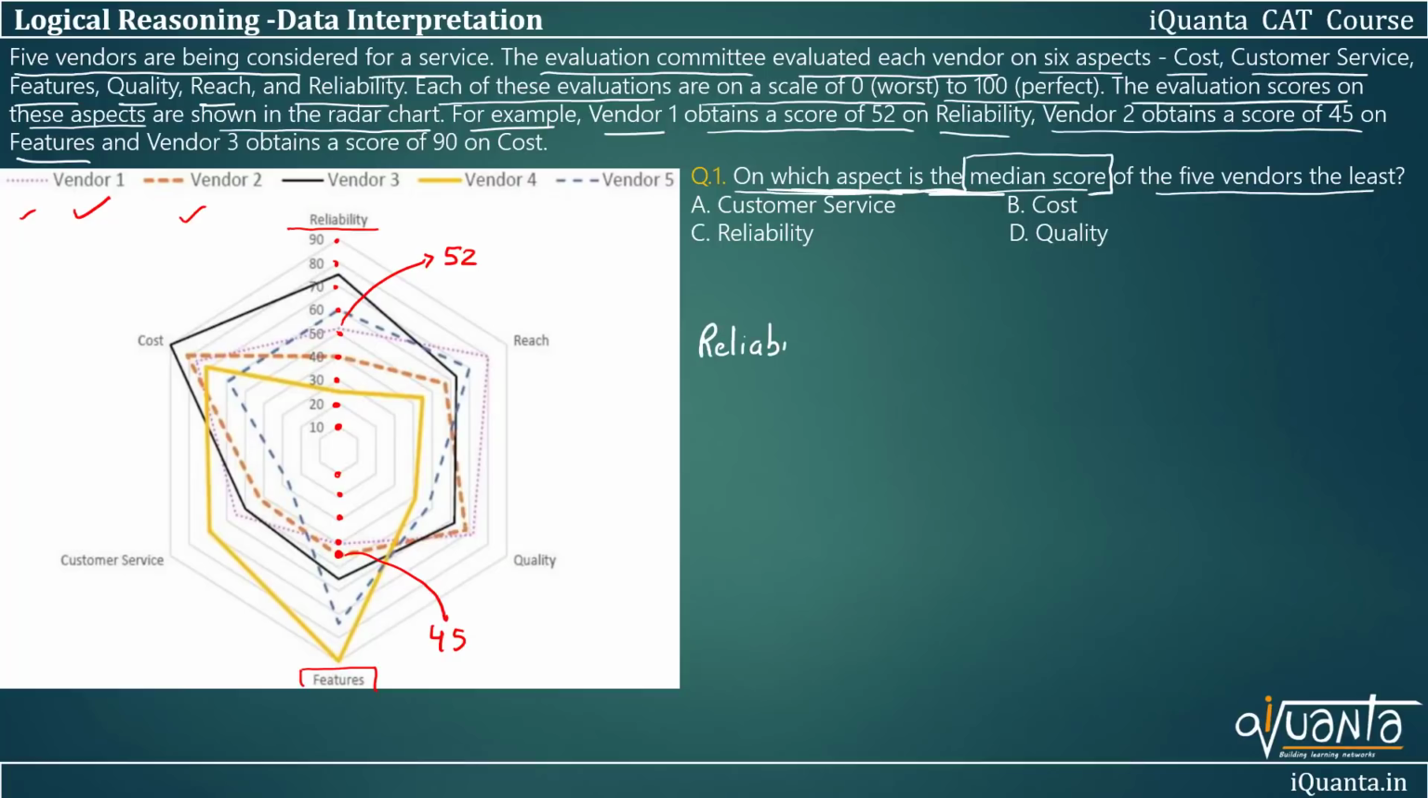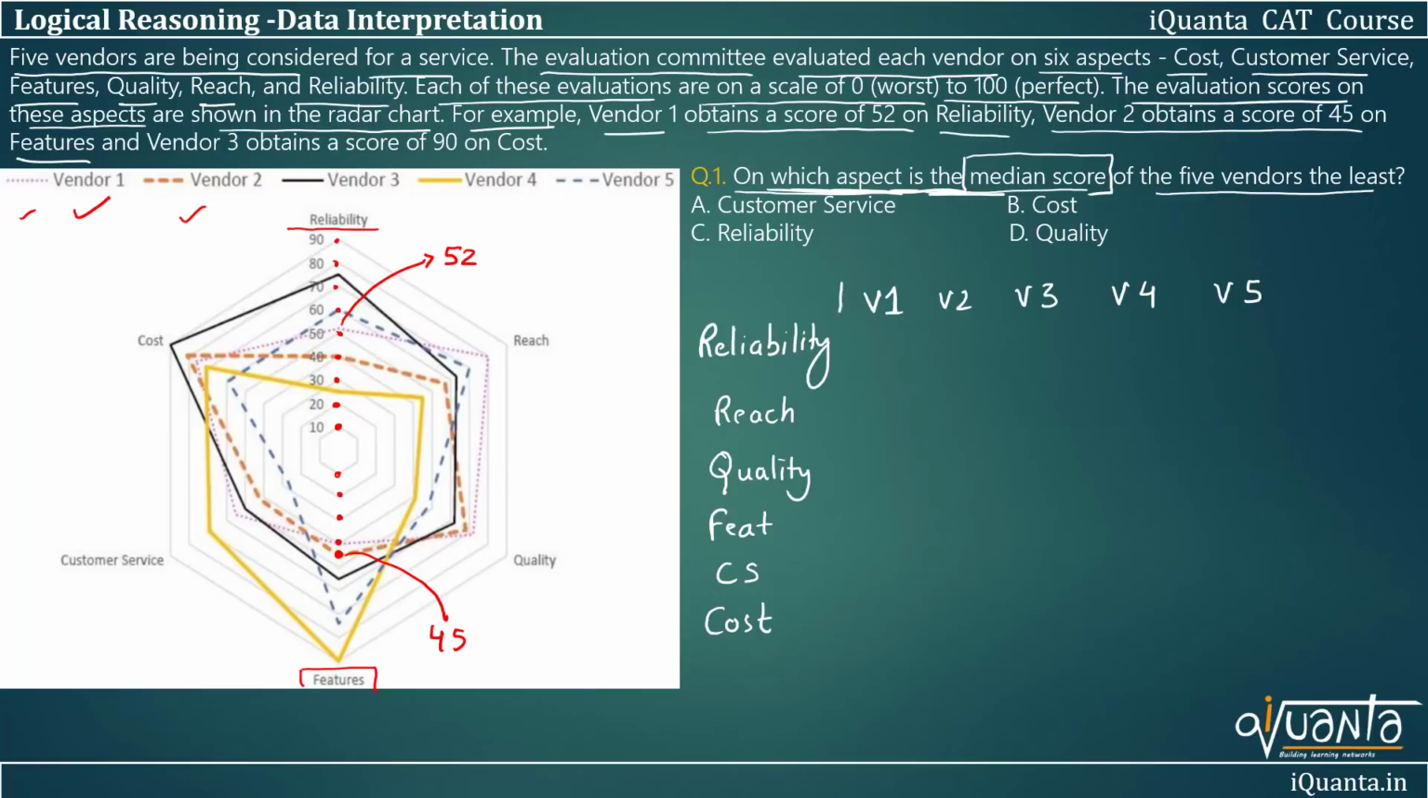Reliability, all the aspects. This will be reliability. Then we have reach. Then we have quality. Then we have features. We have customer services. And then we have the cost with us. Then we have to write down all the vendors. So vendor 1, vendor 2, vendor 3, vendor 4, vendor 5.